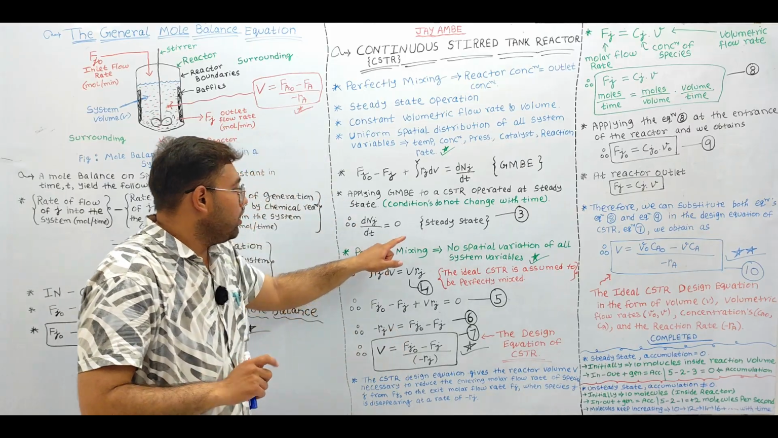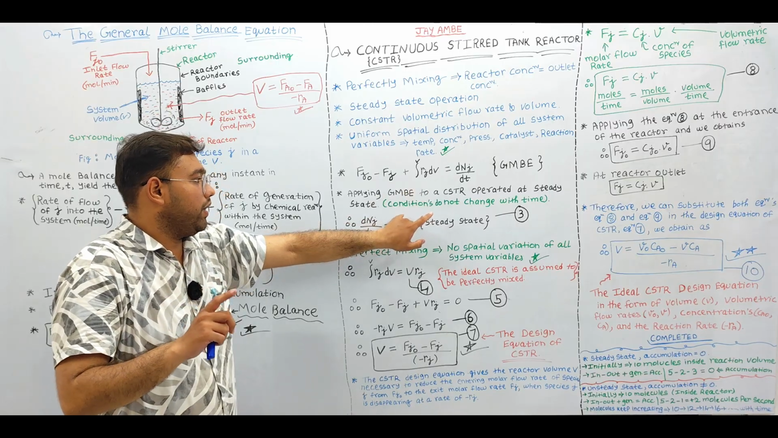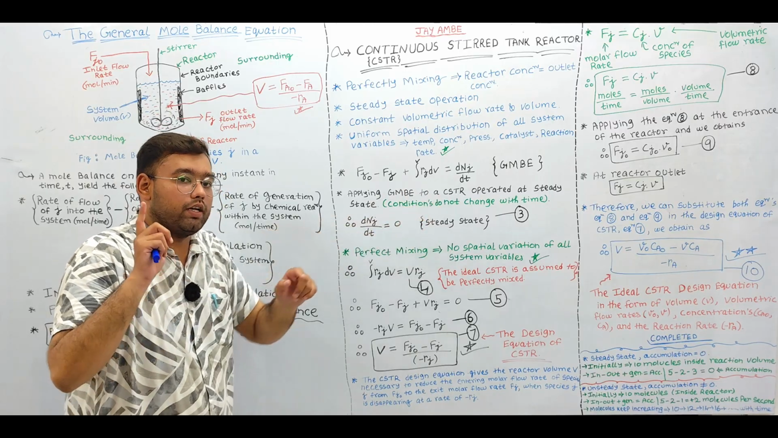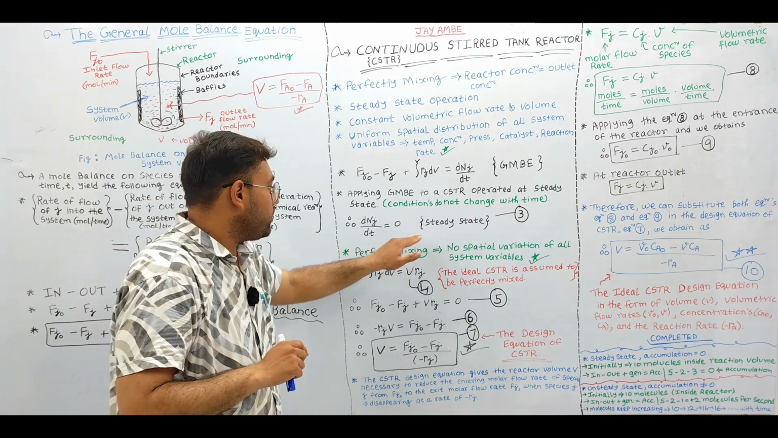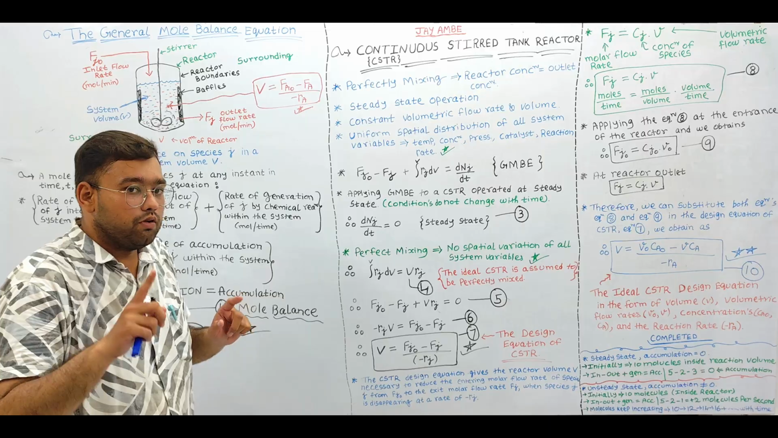I hope you have understood, right? So for the condition where we are having perfect mixing, and we are operating the CSTR at steady state operation, the accumulation term will be equal to 0. I hope you have understood, right?